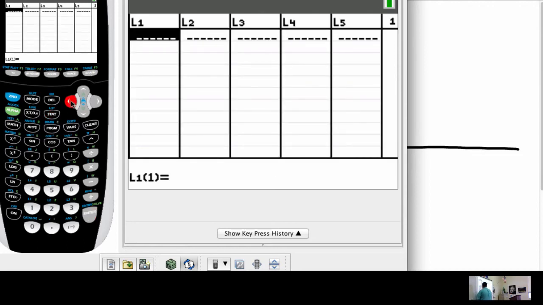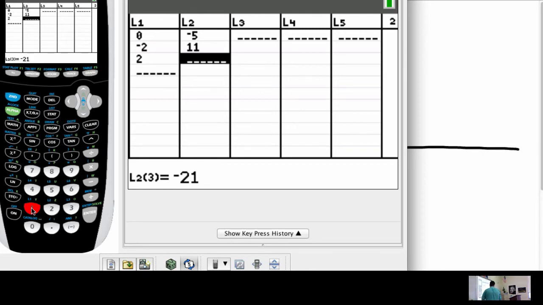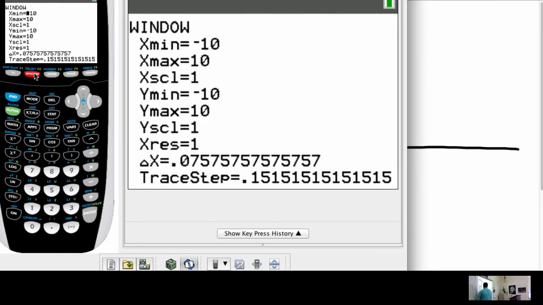There we go. So, what were our points? It was 0, comma, negative 5, right? Negative 2, 11, and then 2, negative 21. And so for negative 2, the corresponding one was 11, and then negative 21, right? Yep. You have to push enter. Is that right? Yeah.